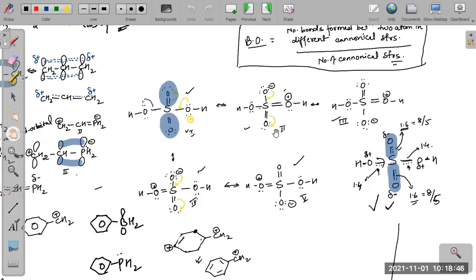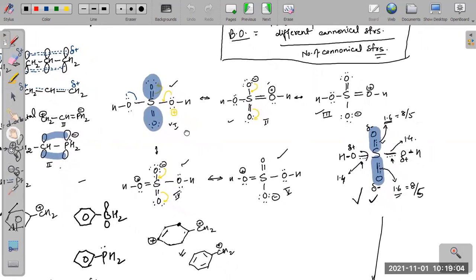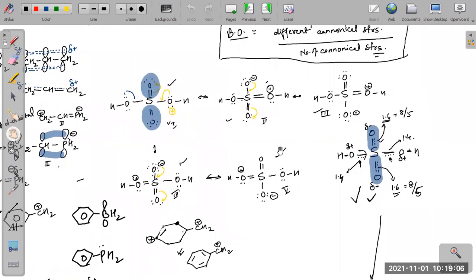The thing is like that. SO4 2 minus we have taken, okay. Let us try to draw the resonance structure of H2SO4, okay. We do H2SO4. So what we find is there are just 5 resonating structures. One less.